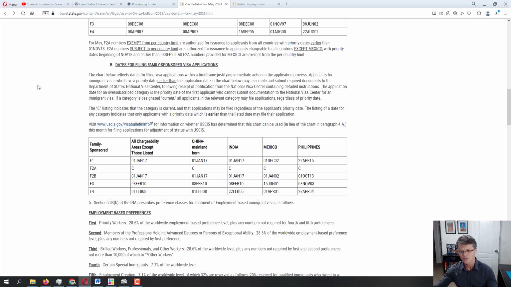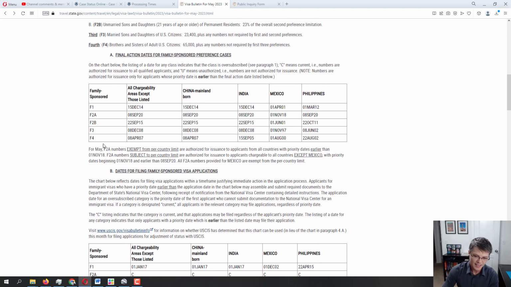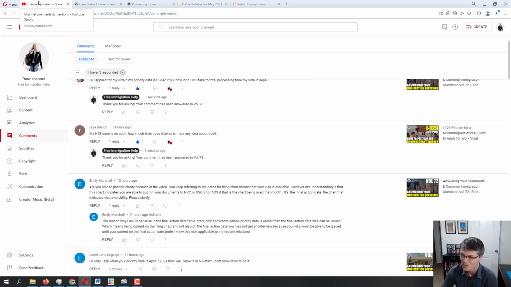So I think in the next few months we will have everything normalized, and then we will be able to look at the priority dates and then obviously the final action dates, and have better information, better insight into what's happening. But as of right now, if you just look at the final action dates, it really creates the picture that really nothing is being done, which is really sad, and that's why a lot of people are confused.